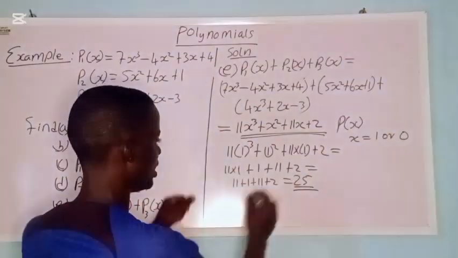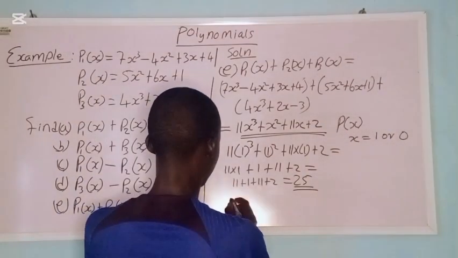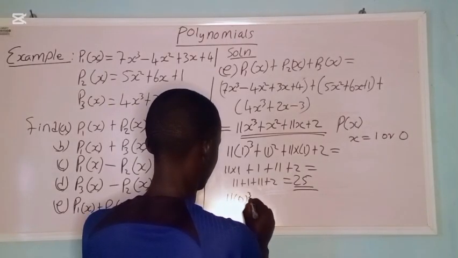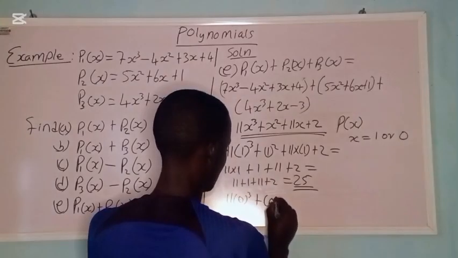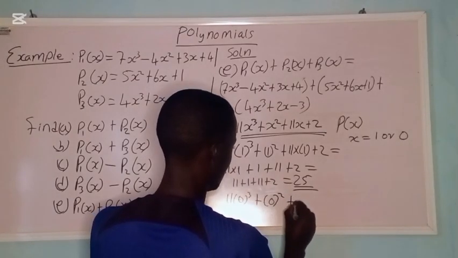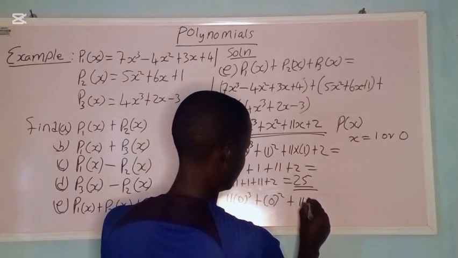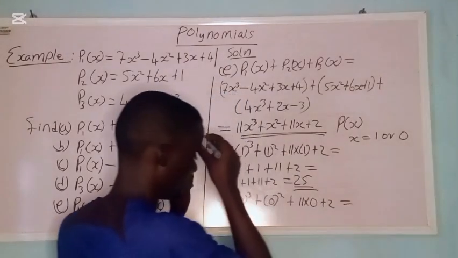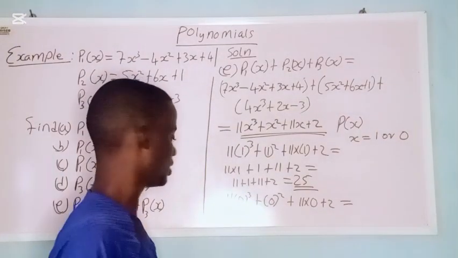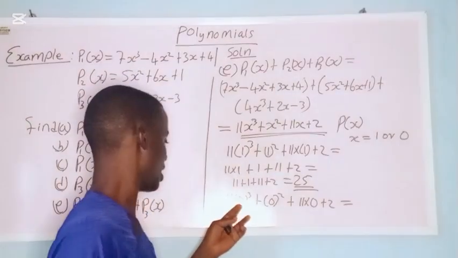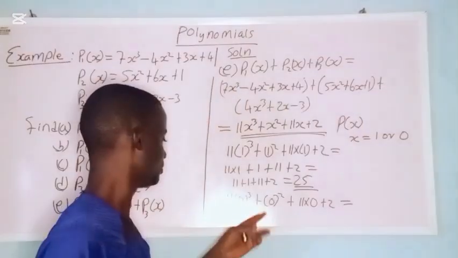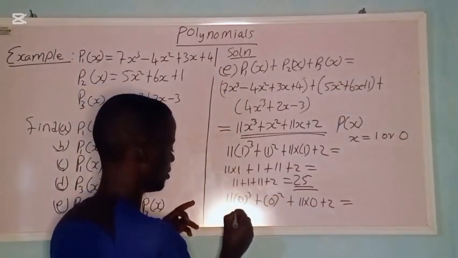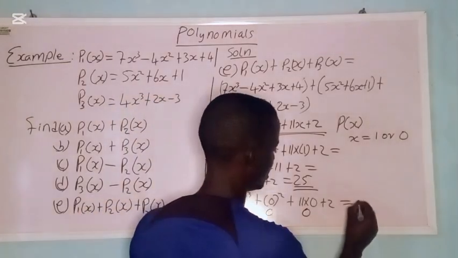So now let's go for when it is 0. So we'll now have 11 times 0 cubed plus 0 squared plus 11 times 0 plus 2 will be equal to what? You know that in a nutshell, 0 raised to the power of 3 is still 0, 0 raised to the power of 2 is still 0. So now when you multiply it, still it will be 0, 0, and 0. So the answer will be 2.